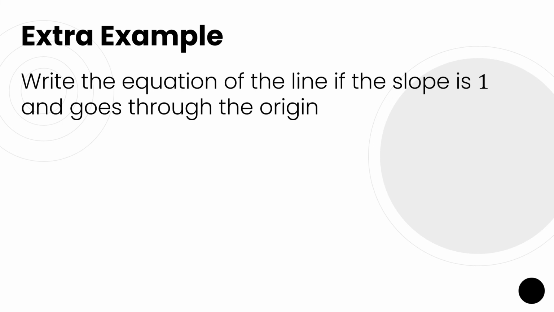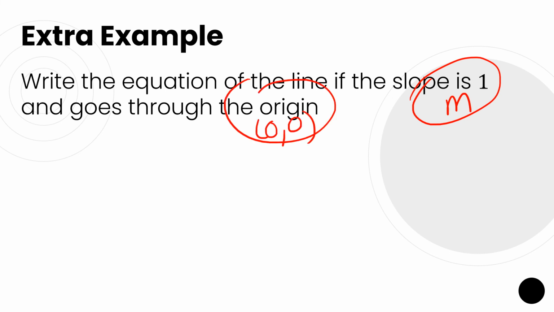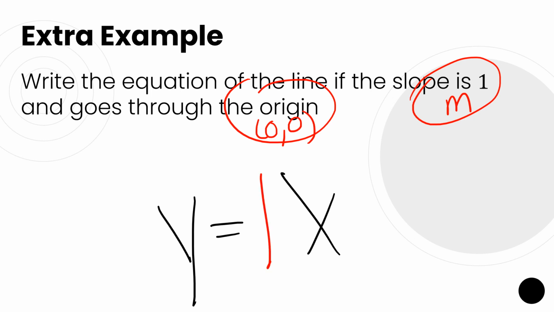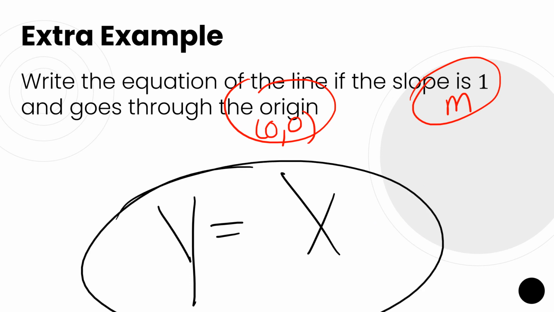Let's try another example here. I know that my slope is 1, and it goes through the origin, which is (0, 0). This is what we call the parent function. Because if I go to fill in my slope, it's 1. If I go to fill in my y-intercept, it's 0. You guys, 1 times anything is itself. Plus 0 doesn't change anything. My equation is y equals x. You're going to see that again, so keep an eye out.